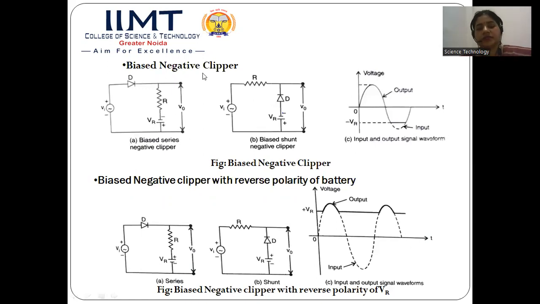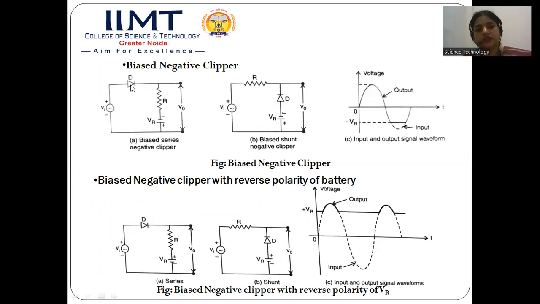Next is a biased negative clipper. Now let's see what happens here. This is the circuit. Again, we have this battery VR applied in series with the resistance R. During the positive half cycle, this diode is forward biased, meaning it will act as a closed switch, and as per VR, this diode is forward biased. In both cases, the diode will be forward biased in the positive half cycle. So we will get the output across the resistance, and that output is shown here.